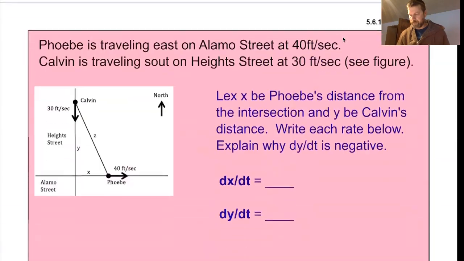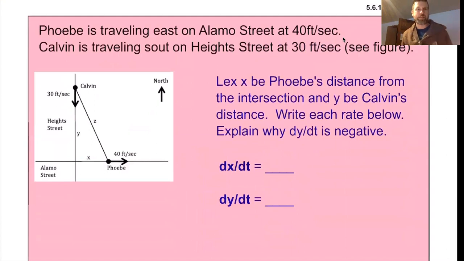All right, so first question. It says Phoebe is traveling east on Alamo Street at 40 feet per second. So that's how fast Phoebe is traveling. And Calvin is traveling south on Height Street at 30 feet per second. So that's how fast Calvin is traveling. Yes, I missed the H in south. Sorry, I'll go back and fix it later.